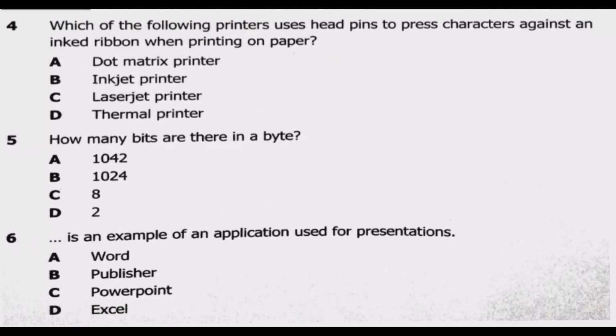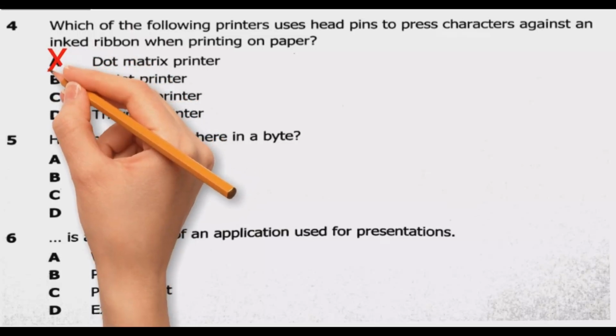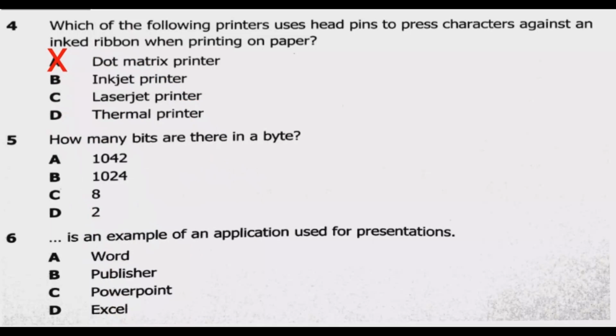Question 4 is as follows. Which of the following printers uses head pins to place characters against an inked ribbon when printing on paper? The correct answer is A, which is the dot-matrix printer. We got to question number 5.